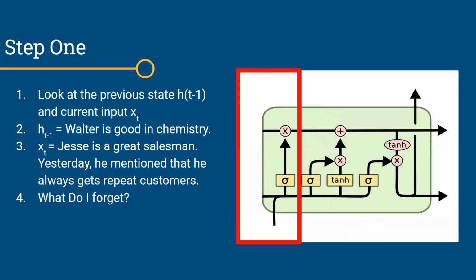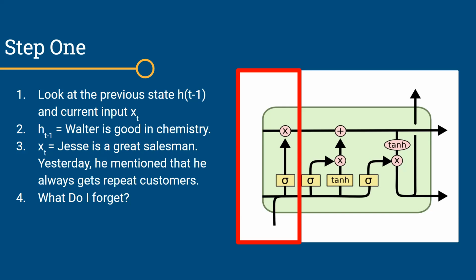Okay, perfect. So the first step in the network, we want to look at the previous state and the current input xt. So this is the recurrence formula, basically. What this cell represents is the relationship between those two. So let's say the previous state, ht minus 1 in this case, is node number 2, Walter is good in chemistry, which is not super related. There's nothing about these that are similar at all.